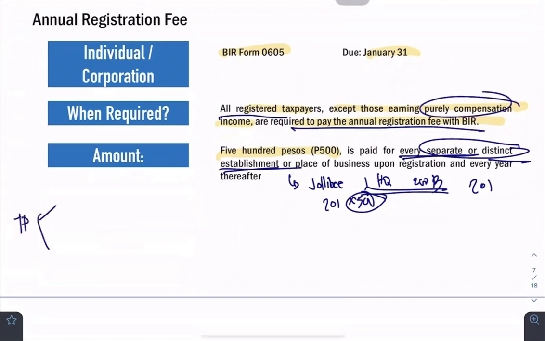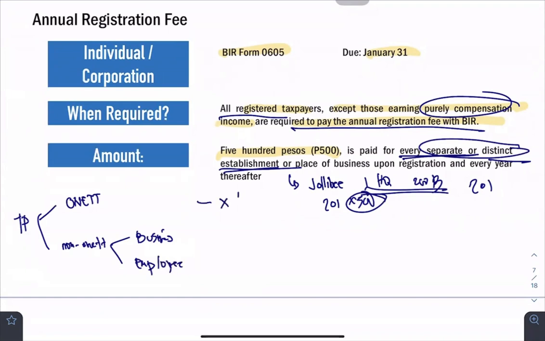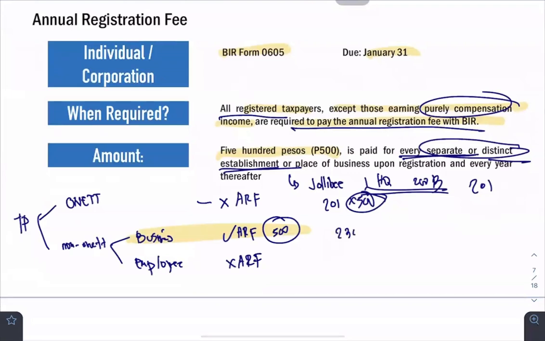So who are our taxpayers again? We have here ONET, and then we have your non-ONET. And who are your non-ONET? We have here your business, and we have here your employees. For ONET, you do not need to pay annual registration fee. For business, you need to pay annual registration fee of 500 pesos. For employee, you do not need to pay. So only business needs to pay annual registration fee. And again, only business has Form 2303 and only business has the different tax types.